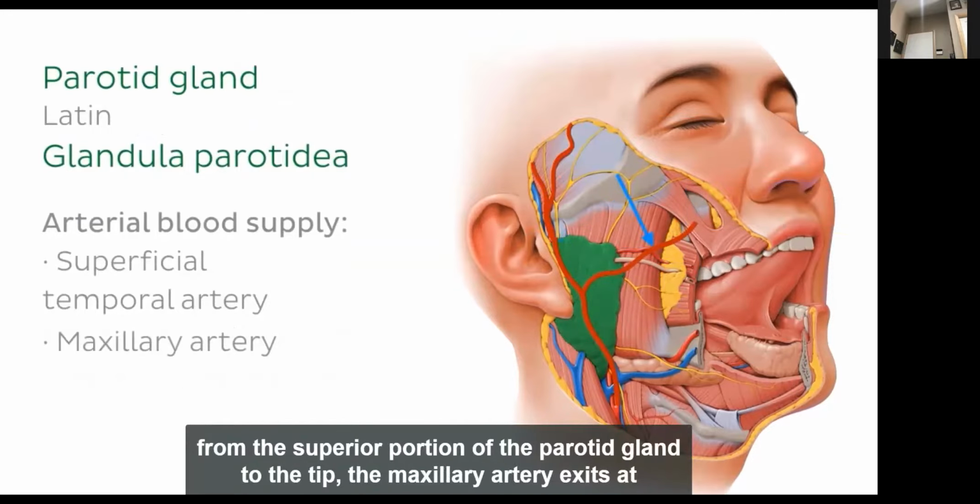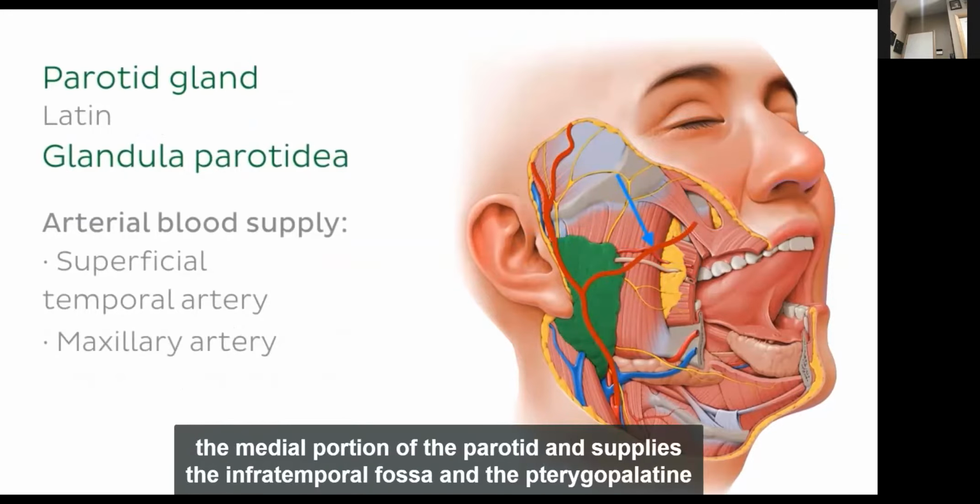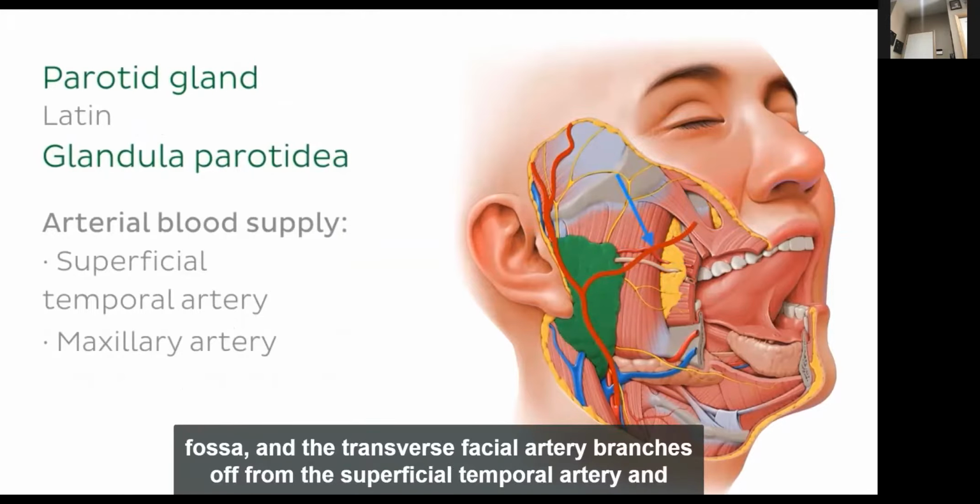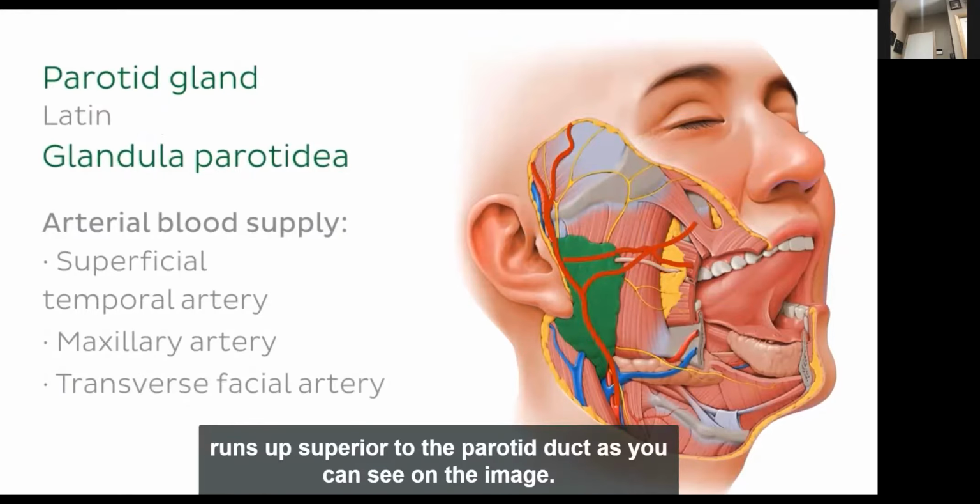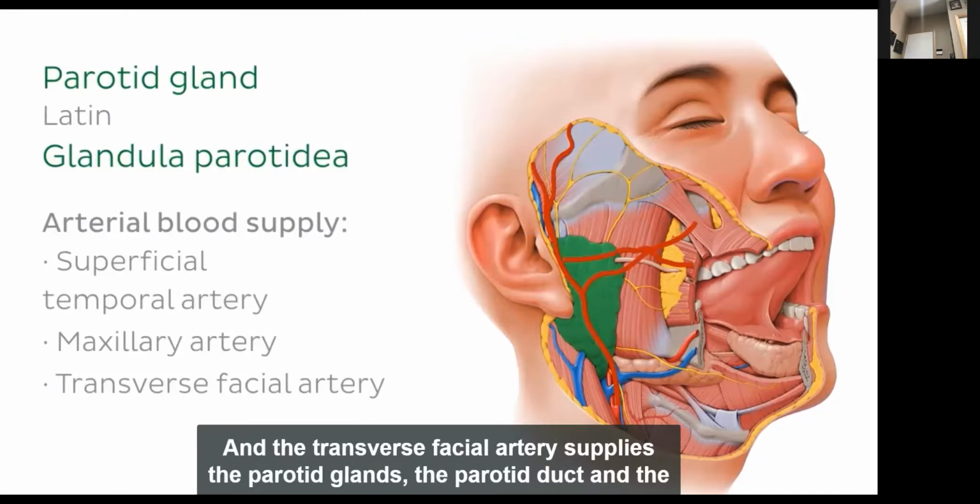The maxillary artery exits at the medial portion of the parotid and supplies the infratemporal fossa and the pterygopalatine fossa, and the transverse facial artery branches off from the superficial temporal artery and runs up superior to the parotid duct, as you can see on the image. And the transverse facial artery supplies the parotid gland, the parotid duct, and the masseter muscle.